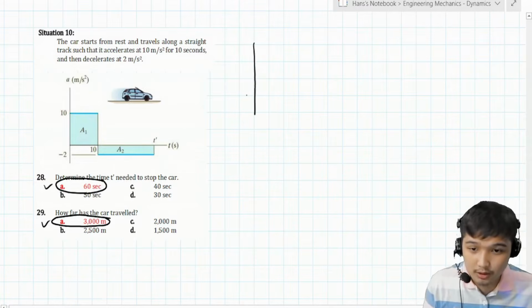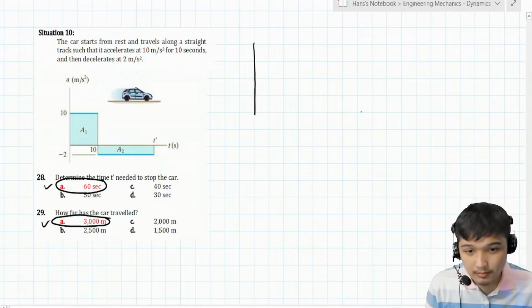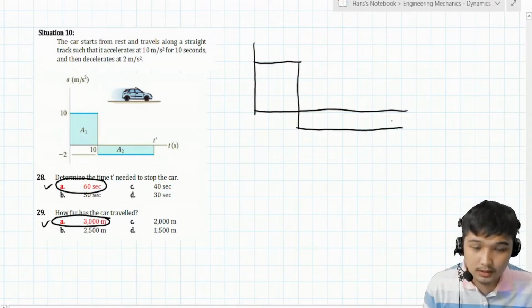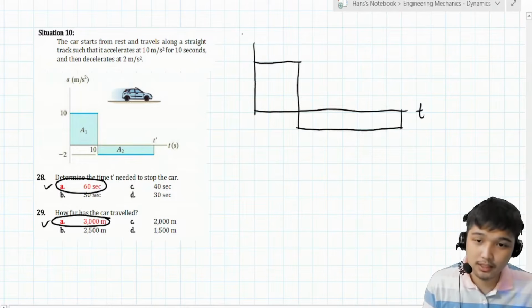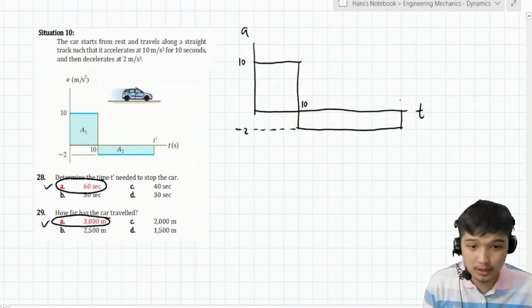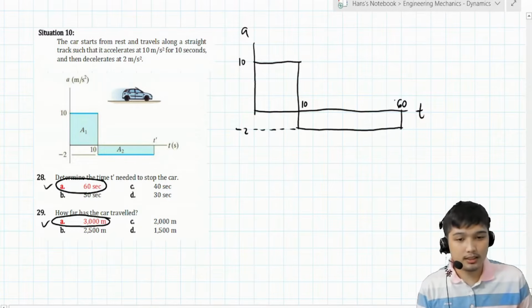So, I will just redraw. Okay, so ito yun, 10. So, for example, yan na siya, no? Acceleration-time diagram. This one is 10. This one is negative 2. So, this one is after 10 seconds. And then, let's say, for example, nakuha na natin nga ito. This one is after 60 seconds.